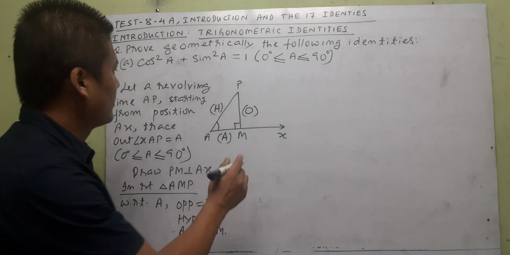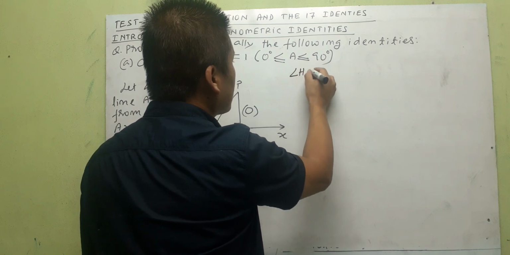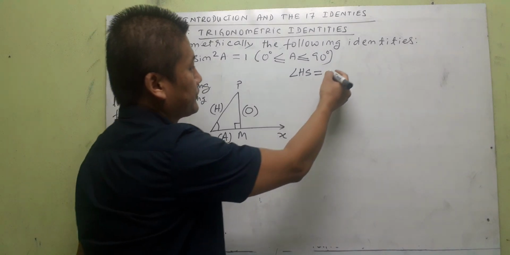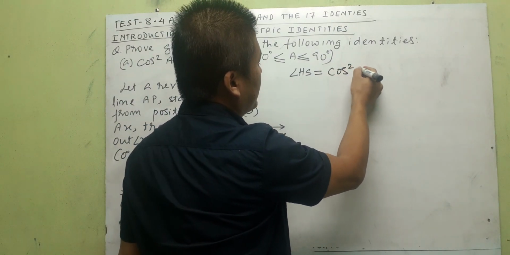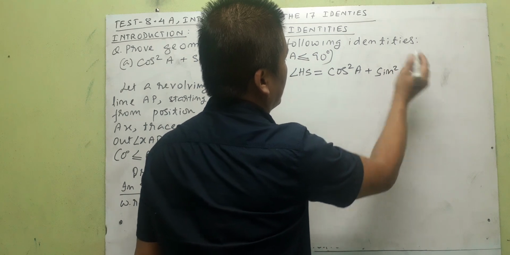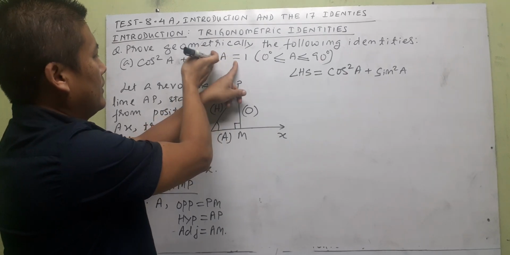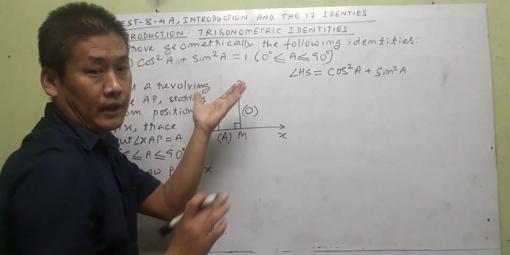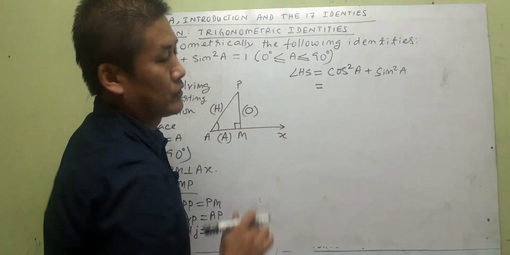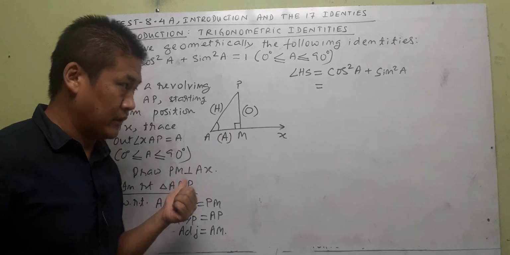Now we can take the identity that you're going to prove. Let us take out the left hand side. Okay, the left hand side is what? Read it. That's right, cos square A plus sine square A. That's the left hand side of the equal sign. One is on the right hand side, this one is on the left hand side. So geometrically, the question is saying prove geometrically. So that means we have to use the sides of a geometric figure here, right triangle.